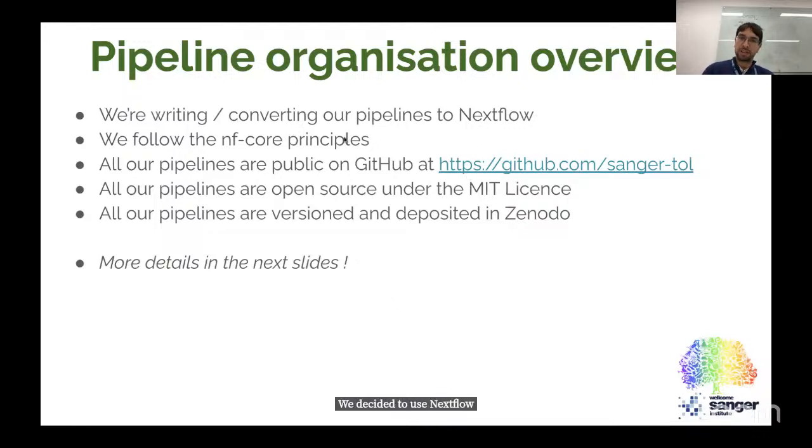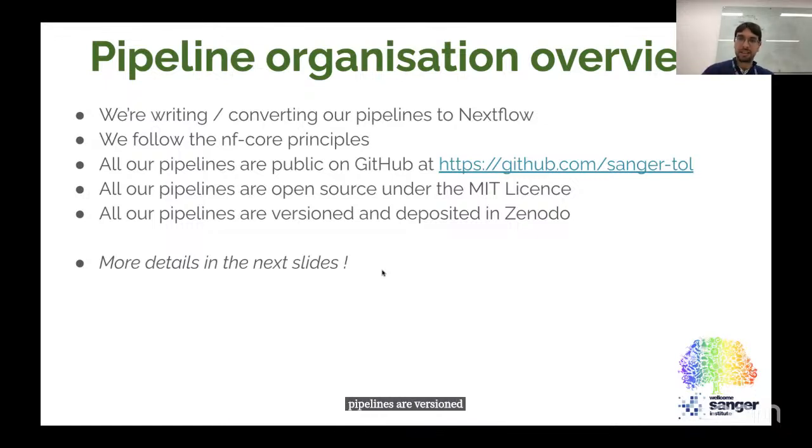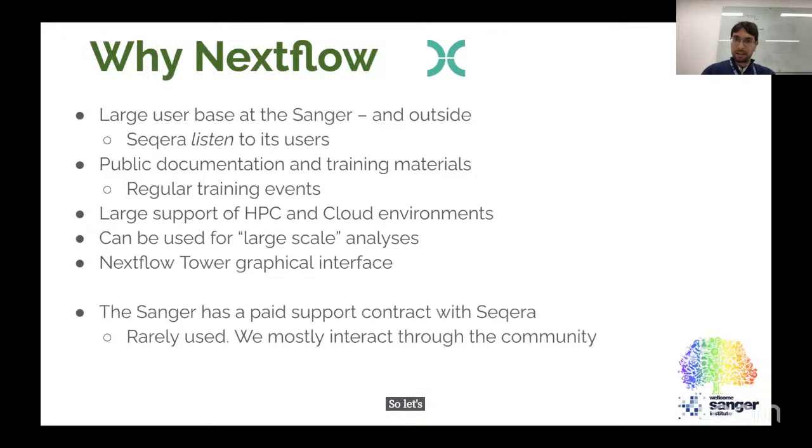We follow the nf-core principles. All the software is public on GitHub, open source with the MIT license. And then all our pipelines are versioned and released in Zenodo. That's where they are accessioned and get a DOI. So let's dive a little bit deeper.